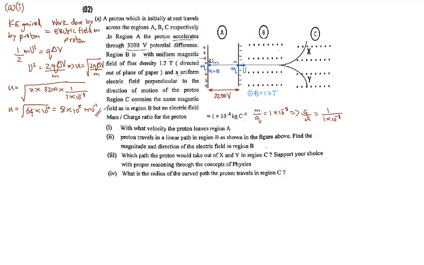So 2 marks for this: 1 mark for coming up to this point, figuring out this equation for u, and 1 mark for this. If you have come up to 8 into 10 to the power 5, then totally you will get 2 marks. Can I see a raise of hands if you got these answers? No? Okay.